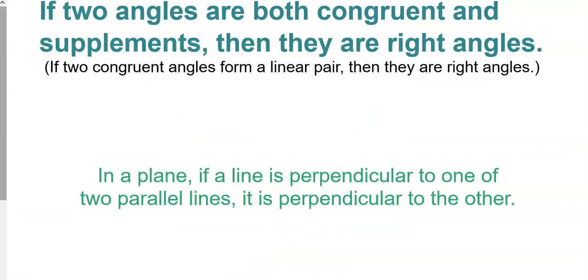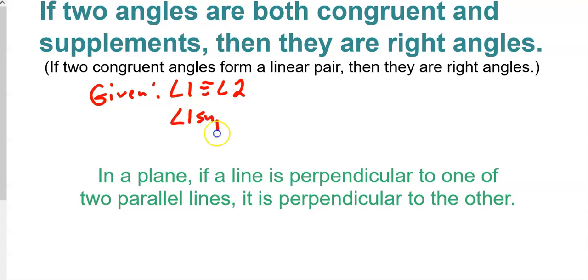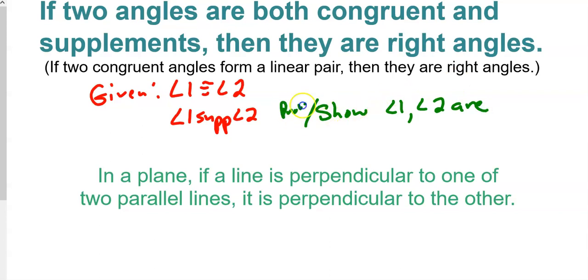So let's move on to some of our theorems and postulates here. If two angles are both congruent and supplements, in other words, if it is given that angle 1 is congruent to angle 2, but also that angle 1 is supplementary to angle 2, then we can show, or prove, I really should say, that angle 1 and angle 2 are right angles.